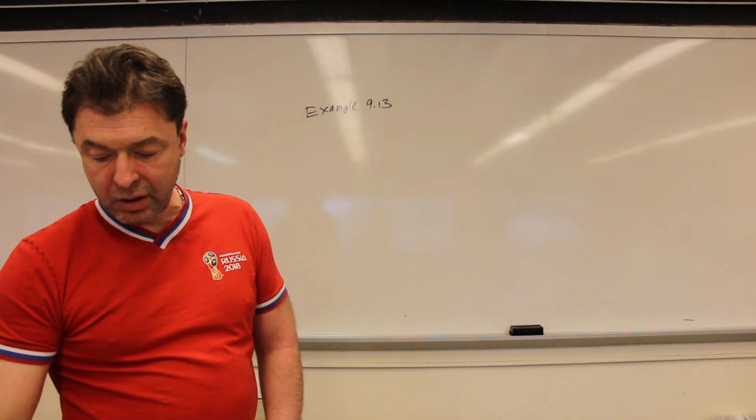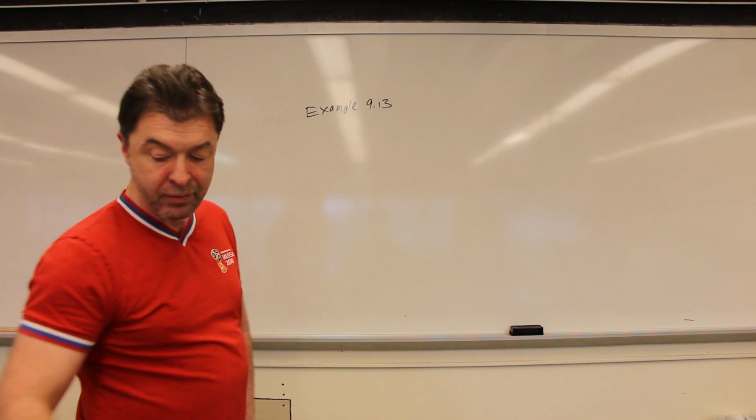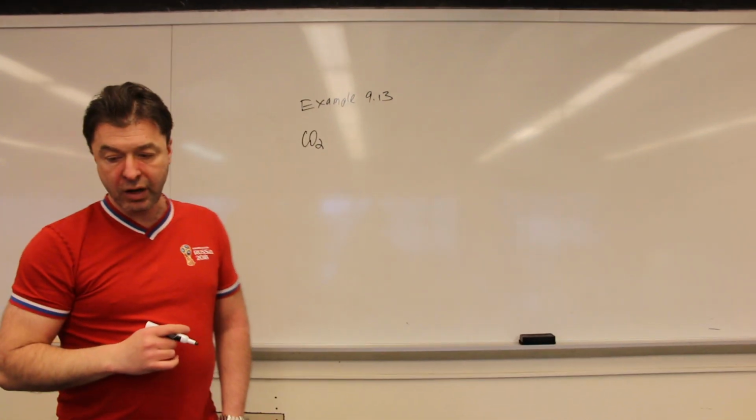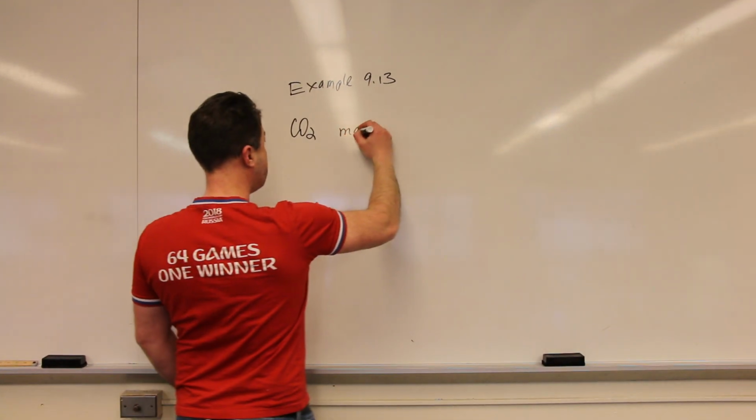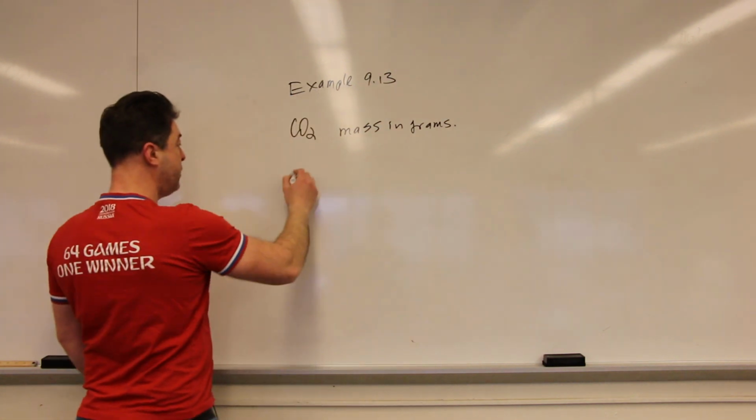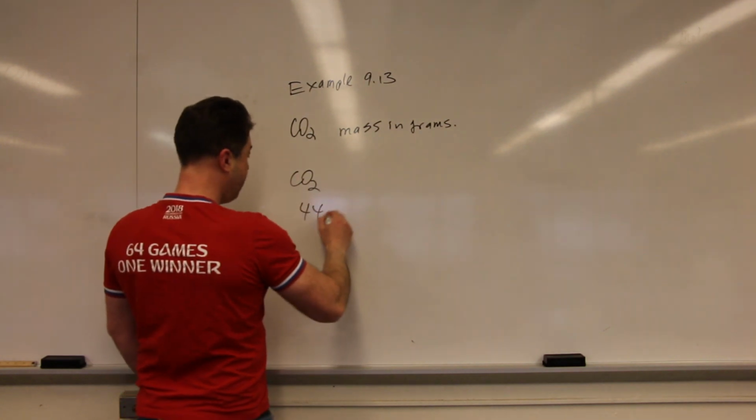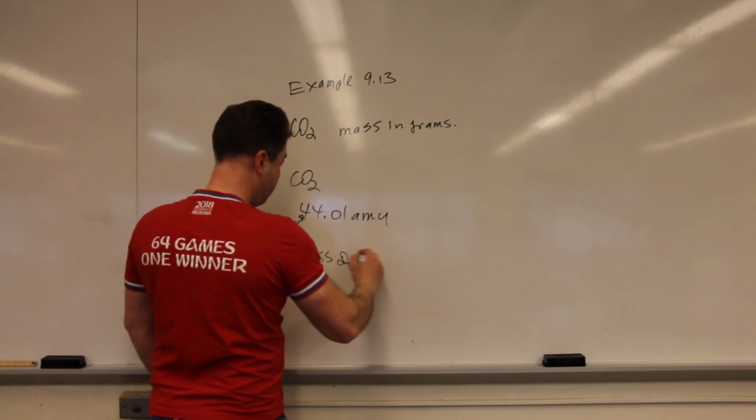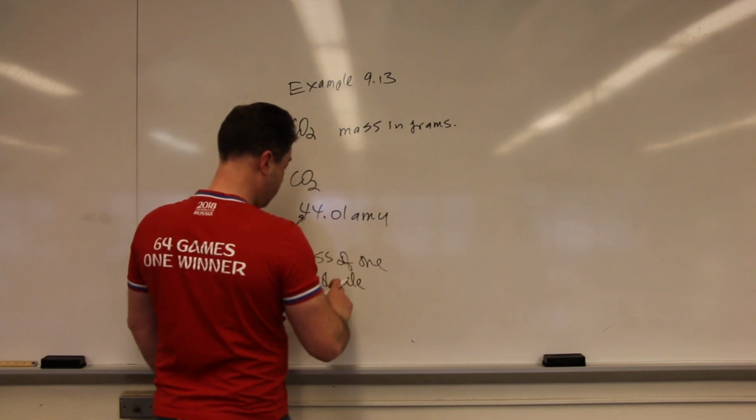What they want you to figure out is to calculate the mass in grams of the following. So I'm going to do just one of them. They give you a single molecule of CO2, okay? And they want you to figure out the mass in grams. The easiest way, of course, is that we know the mass of one single molecule of CO2 is 44.01 AMU.